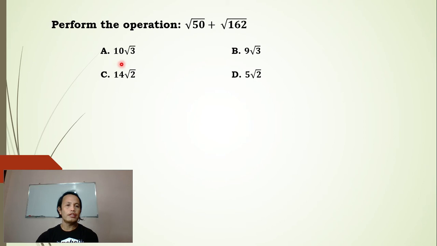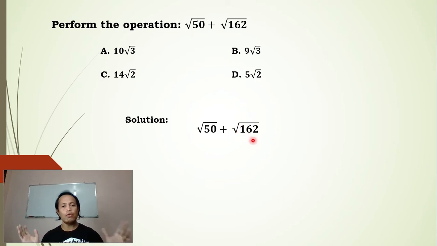A, 10 square root of 3. B, 9 square root of 3. C, 14 square root of 2. D, 5 square root of 2. Now for the solution, square root of 50 plus the square root of 162.